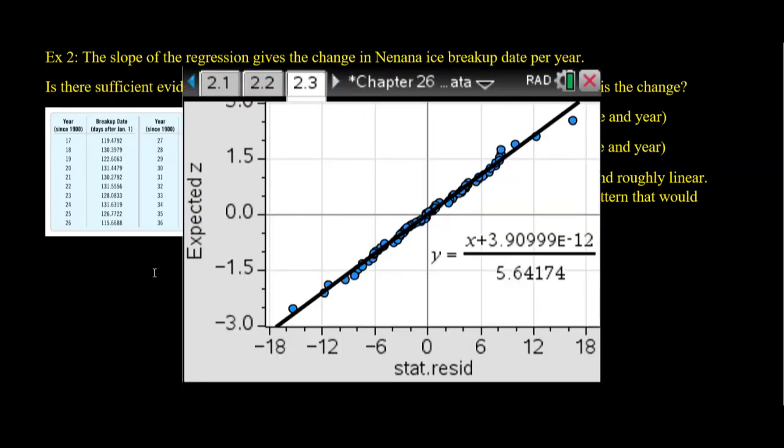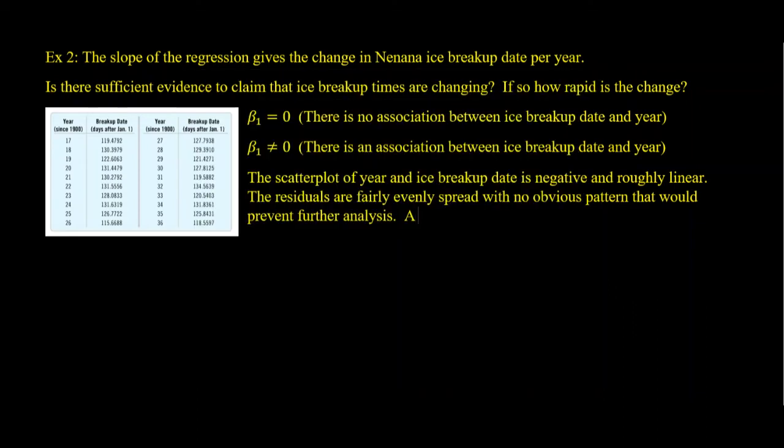Okay, now we can look at the normal probability plot. It looks really linear. It lines up very well for us. We don't see really any outliers. A normal probability plot of the residuals is linear with no outliers. The conditions are met.